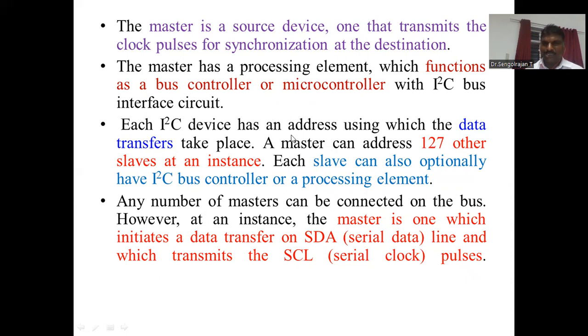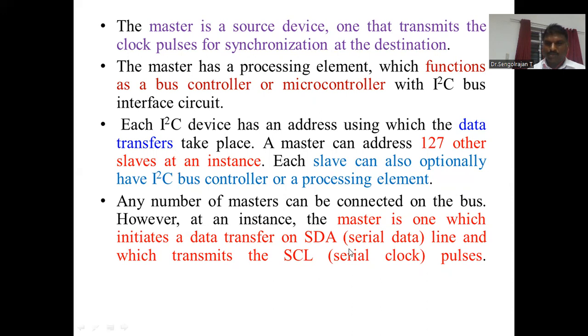Each I2C device has its own address. Using that particular address, the data transfer will take place. In this manner, the master can transfer to 127 other slaves at an instance. So simultaneously, it can transfer to 127 slaves at an instance. Each slave can also optionally have an I2C bus controller or a processing element. Any number of masters can be connected onto the bus.